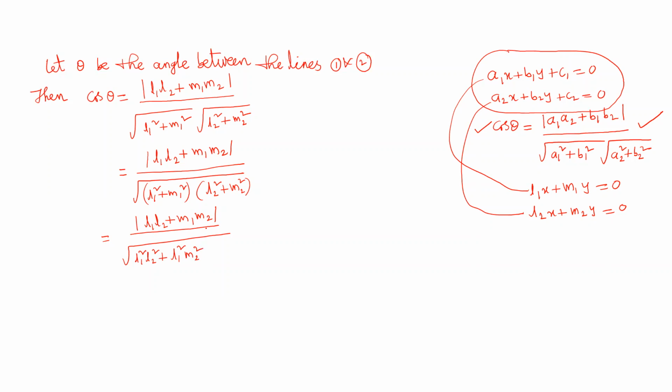So first, the second bracket is multiplied by L1 square: L1 square L2 square plus L1 square M2 square. Next, multiplying by M1 square: M1 square L2 square plus M1 square M2 square.